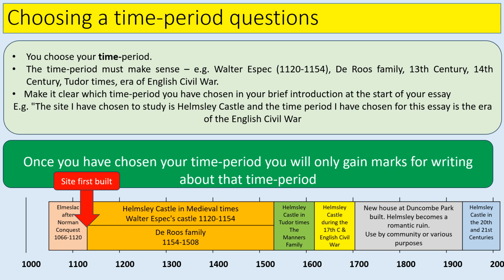Make it really clear which time period you've chosen in your brief introduction at the start of the essay, saying something like, the site I've chosen to study is Helmsley Castle, and the time period I've chosen for this essay is the era of the English Civil War. There's a bit of a timeline at the bottom there. Remember, the site is first built during the time period of Walter Espec in 1120, so you're not looking at writing anything in Helmsley Castle before 1120, even though we talked a little bit of contextual knowledge about Helmsley and the Norman Conquest when we taught it to you.